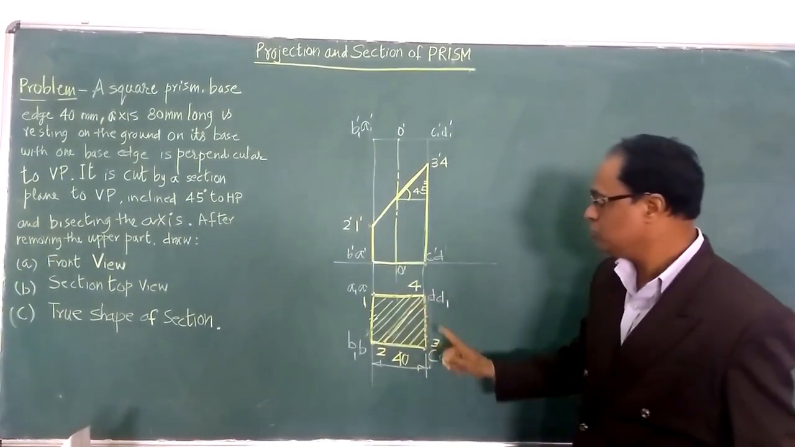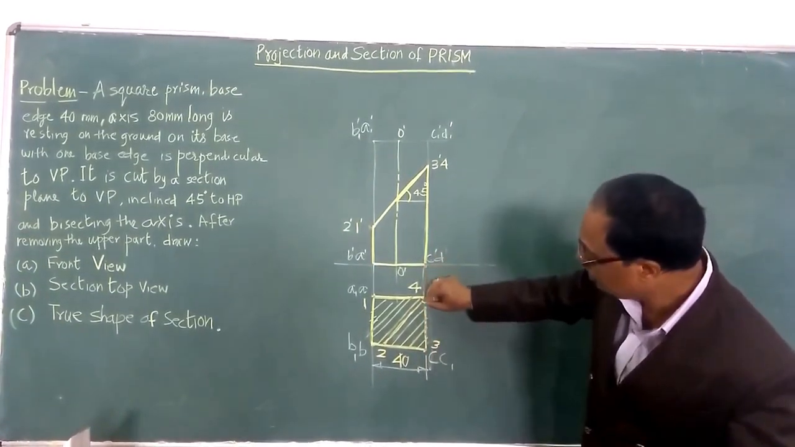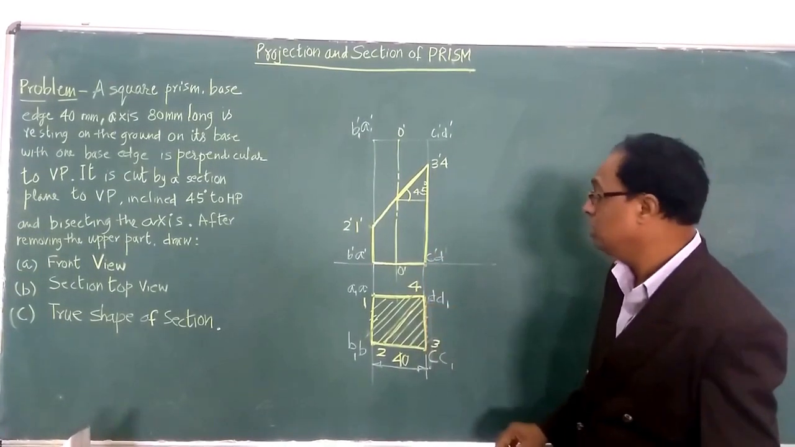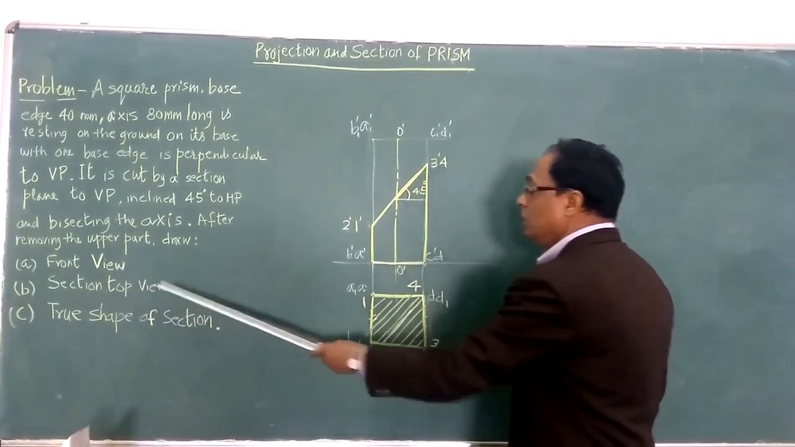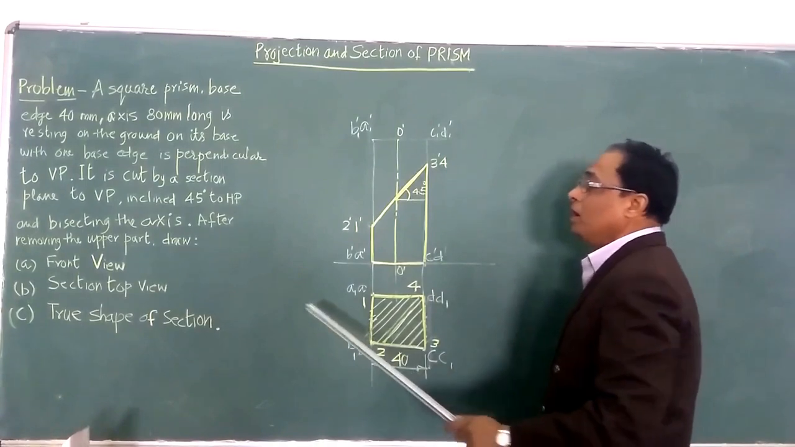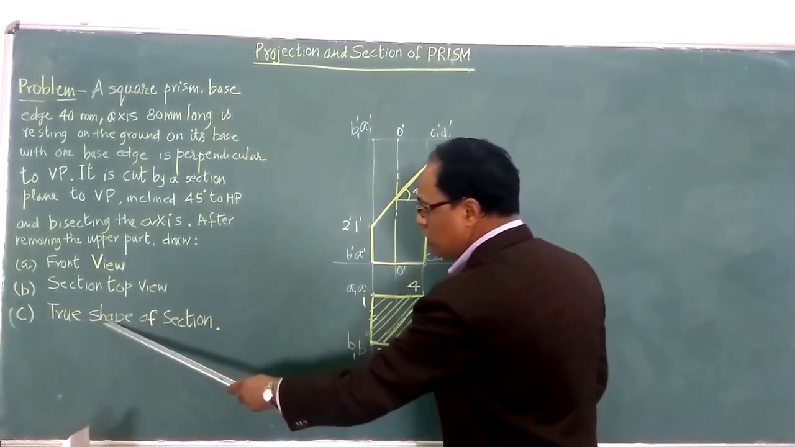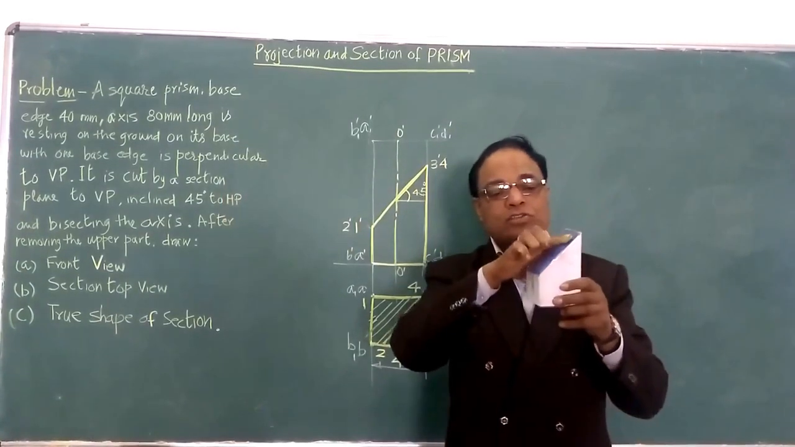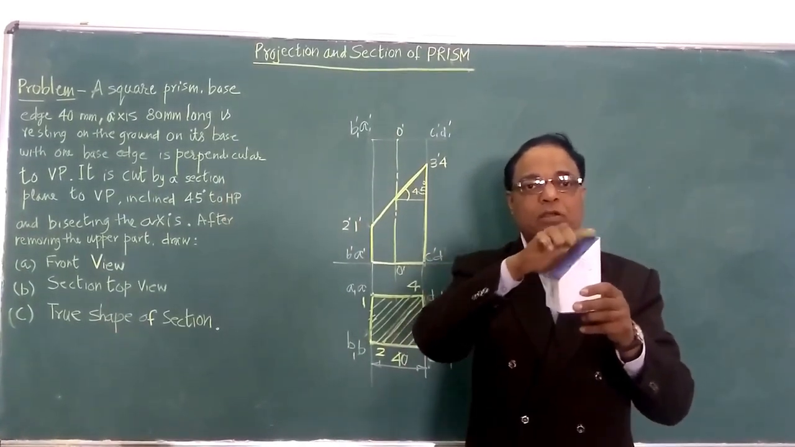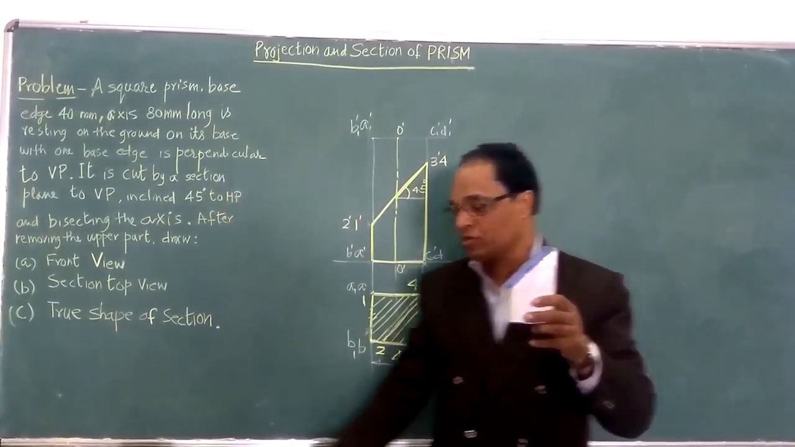This is the sectional top view. This is answer number 2, sectional top view. Now, true shape of the section. This is the section face part. True shape of the section.